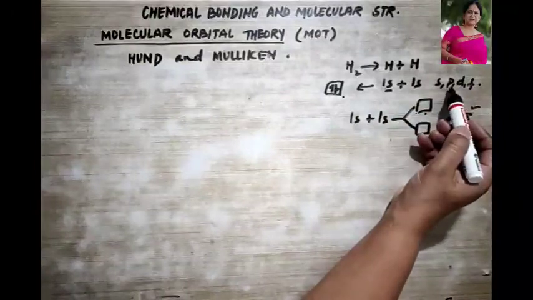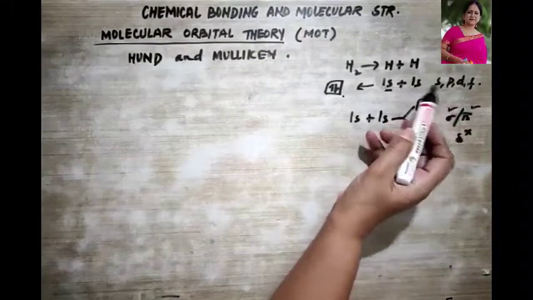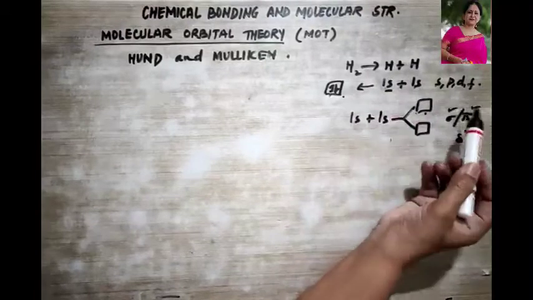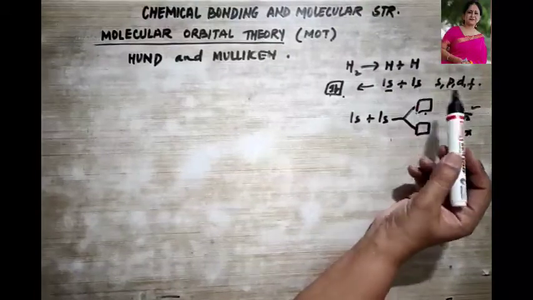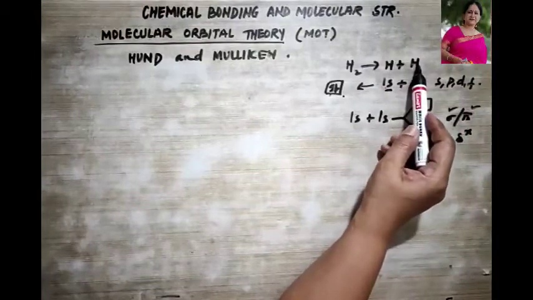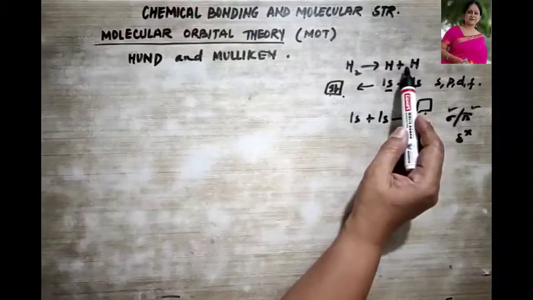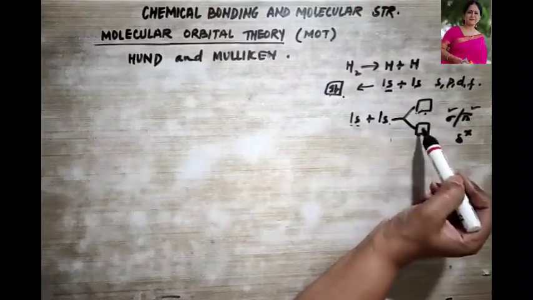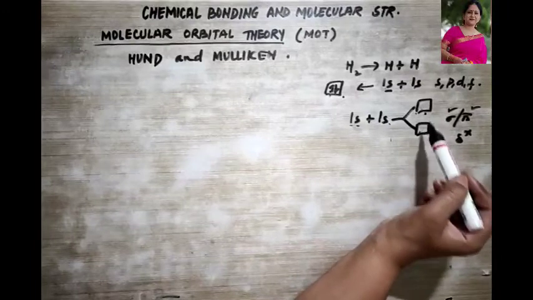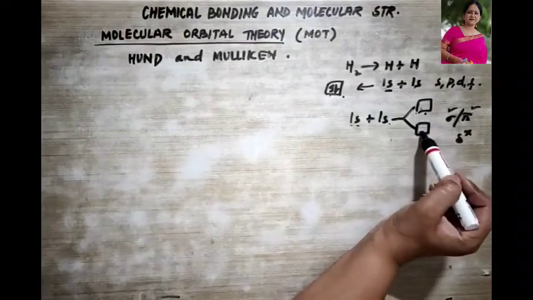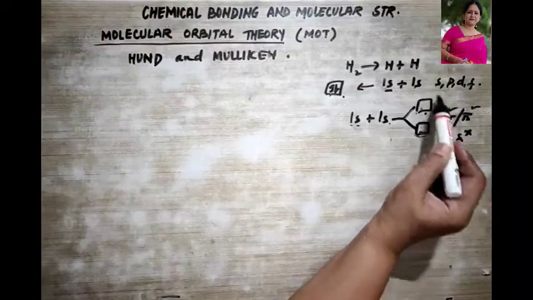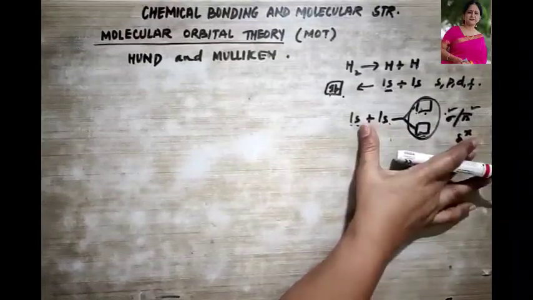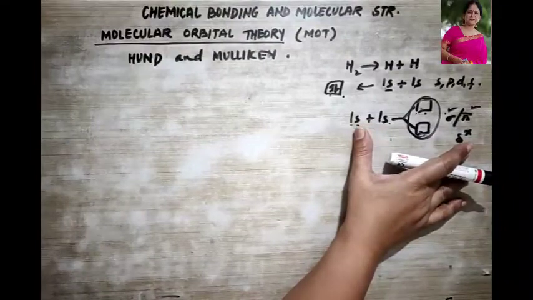In atomic orbital, we are talking about s, p, d, f, where in the s orbital the electrons are found. But when the two nuclei of similar atoms come closer, what happens? They get mixed up and give rise to an equivalent number of new orbitals, and these orbitals are thus called molecular orbitals. These are termed as molecular orbitals. I hope this is very clear.